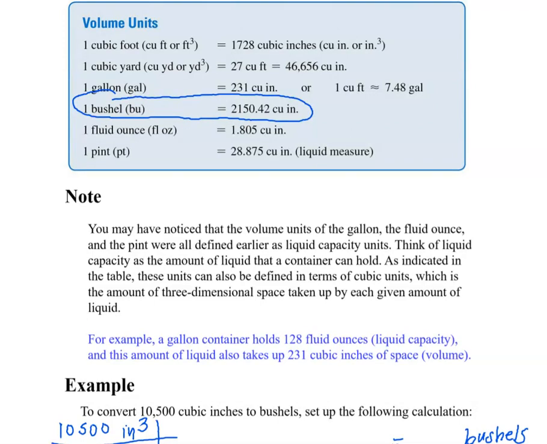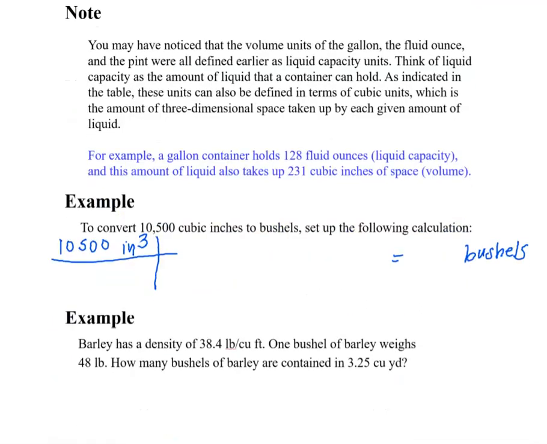there is 2,150.42 cubic inches in 1 bushel. So 2,150.42 inches cubed. And I put that in the bottom because I need those to cancel out in 1 bushel.